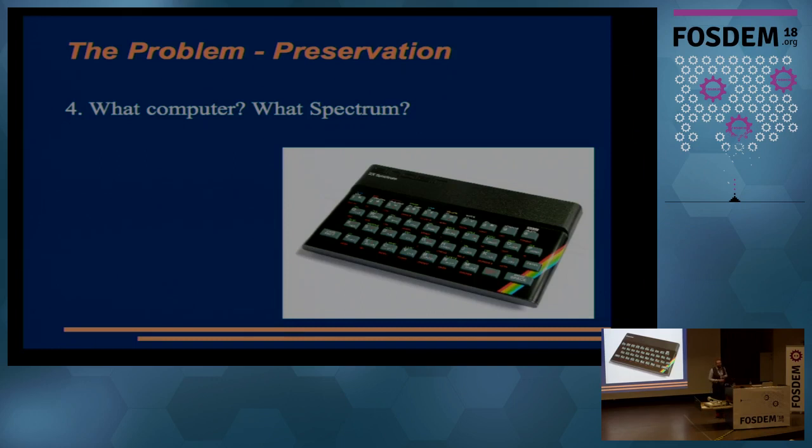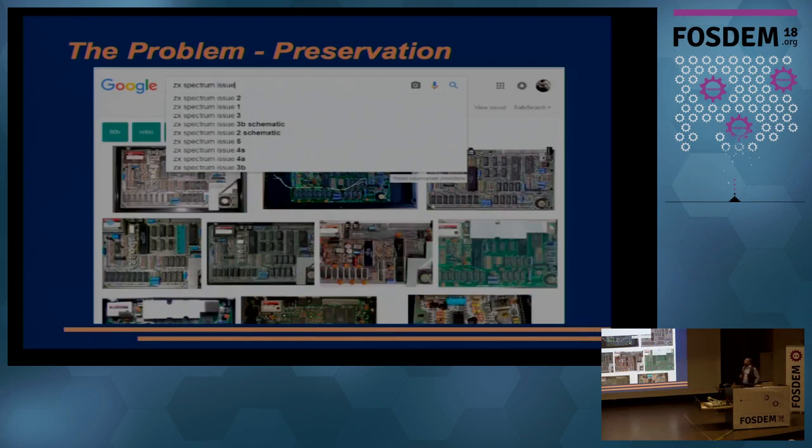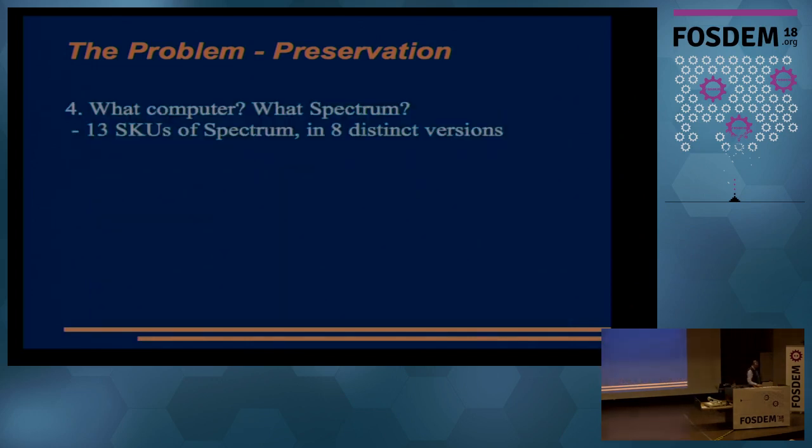Which Spectrum? How many Spectrums were there? Well, if you type in ZX Spectrum issue into Google, you don't need to be a computer historian to know there's more than one search result, and you don't need to be a hardware person to notice there's more than one circuit board. There are at least 13 SKUs in 8 distinct versions. I have seen numbers go as high as 25.